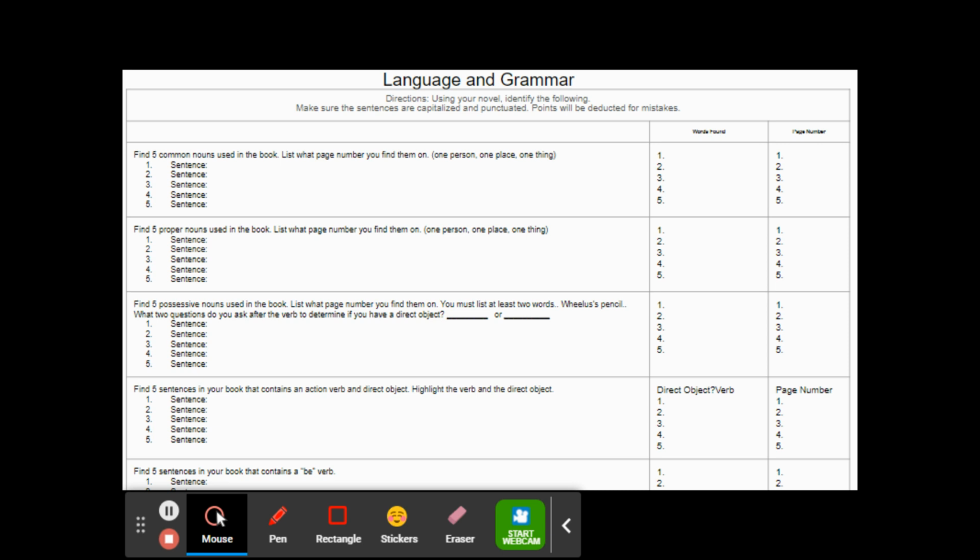You're going to do some of the same stuff on this slide. It has to be different sentences. The bottom is different. It says find 5 sentences in your book that contain a be verb. What are the 5 most common be verbs? You should be able to spout these off very quickly. We talked about it with active and passive, and we've been talking about it with DGP.